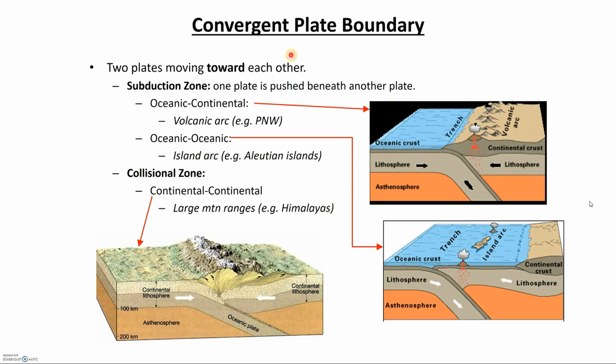So convergent plate boundaries, we have two plates running together. They're either going to subduct if we have some element of oceanic crust, and we have two various situations there, or if we have continental crust, we're going to see very large mountain ranges because those rocks get forced up into the air.